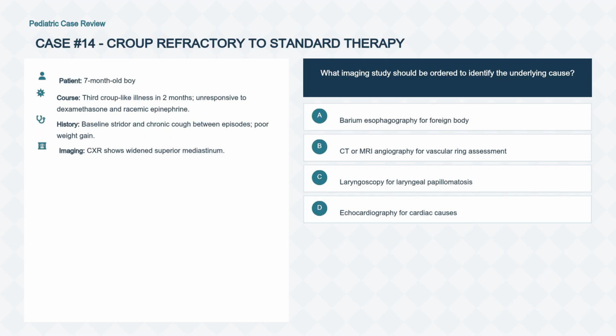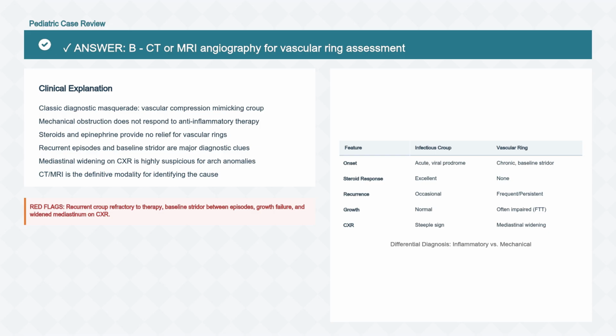Question 14. Croup refractory to therapy. A 7-month-old boy has his third croup-like illness in 2 months, completely unresponsive to dexamethasone and racemic epinephrine. He has baseline stridor and a widened superior mediastinum. What imaging study should be ordered to identify the underlying cause? Option A. Barium esophagography. Option B. Computed tomography or magnetic resonance angiography. Option C. Laryngoscopy. Option D. Echocardiography. The correct answer is option B.